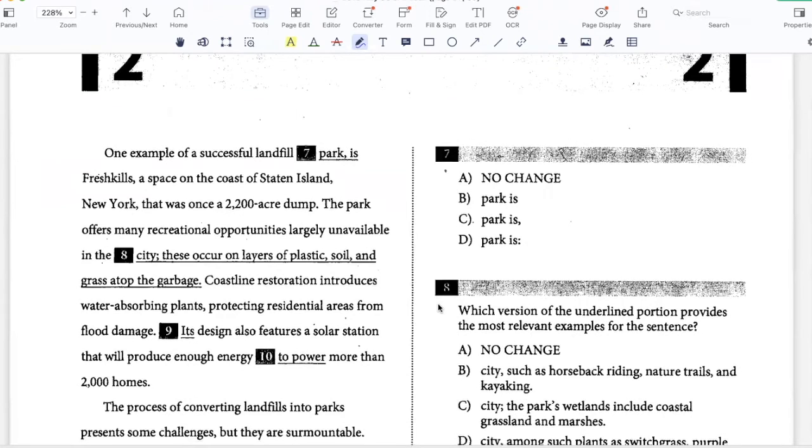One example of a successful landfill park is Freshkills, a space on the coast of Staten Island, New York, that was once a 2,200-acre dump. So here I am giving an example of a successful park. So this comma between the subject and the verb is not needed. So just B is correct. The comma after the verb is not correct. And the colon cannot come in the middle of a sentence. So it's B.